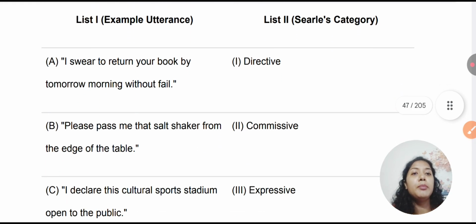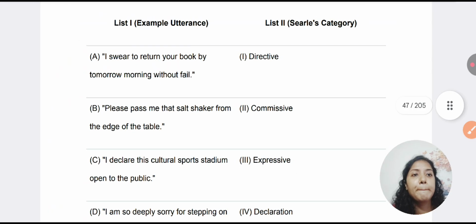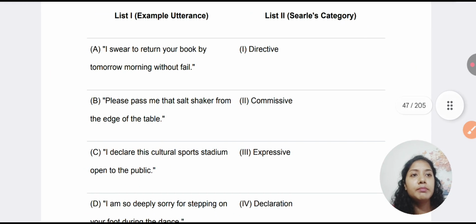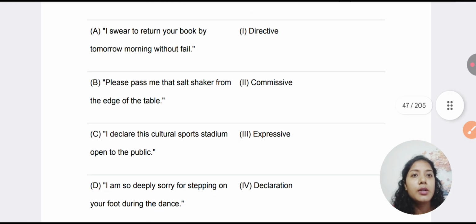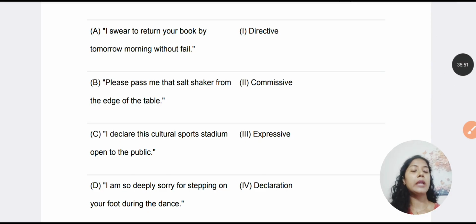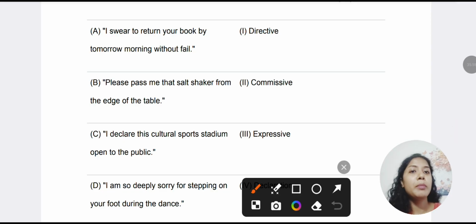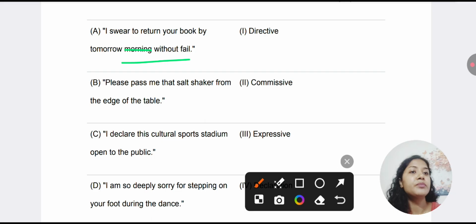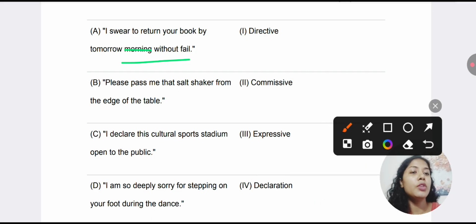Oh, this is very important, everyone. The 5 direct categories of John Searle, the expansion of the speech act theory. So you have to read the sentences and match them with these 5 categories of the speech act expanded by John Searle. So, I swear to return your book by tomorrow morning without fail. Where did swear come up, what will this be? You are expressing, you are declaring, or you are commissive.